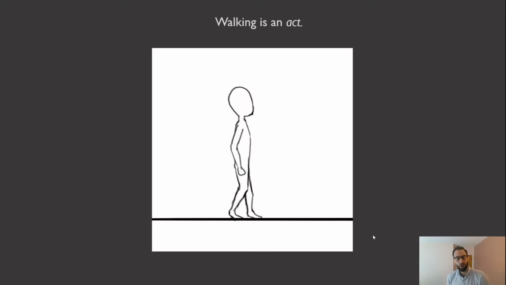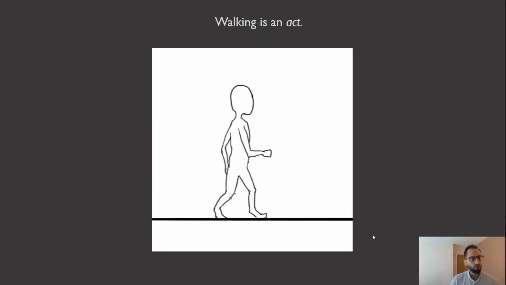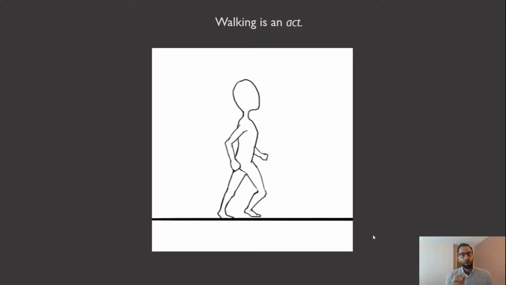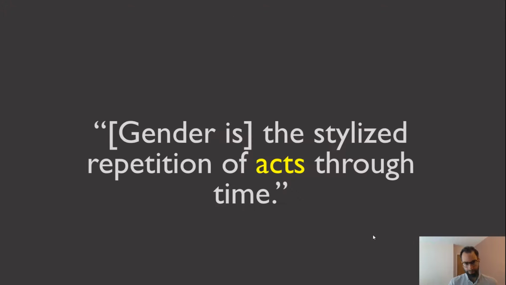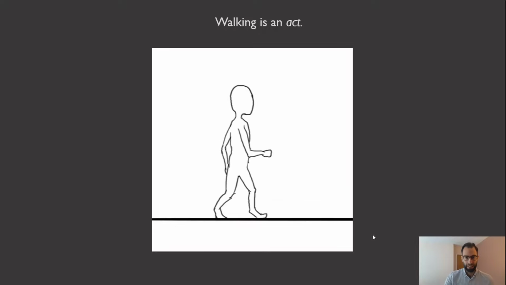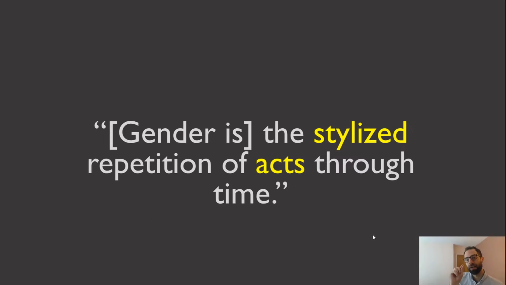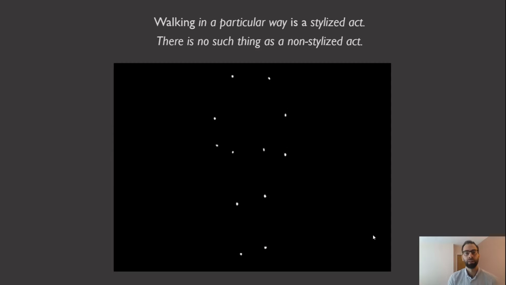What is an act? Well, walking is an example of an act. Why is walking a good example of an act? Partly because it takes place through time. Hold that thought in your mind. Now let's look at this other term, stylized repetition of an act. So walking in a particular way is a stylized act. And I might say, following Judith Butler's own theory, that there is no such thing as a non-stylized act. In other words, try to imagine the way someone walks as being neutral, not communicating any kind of information.